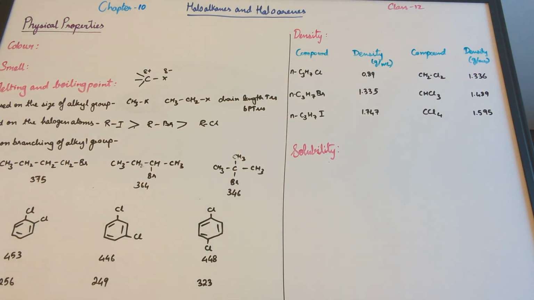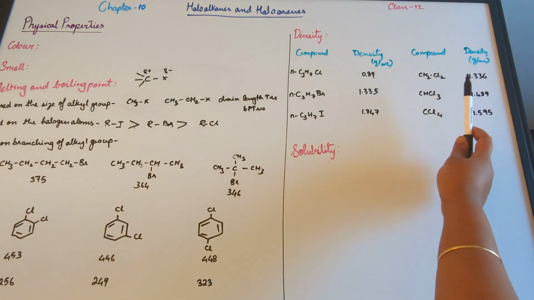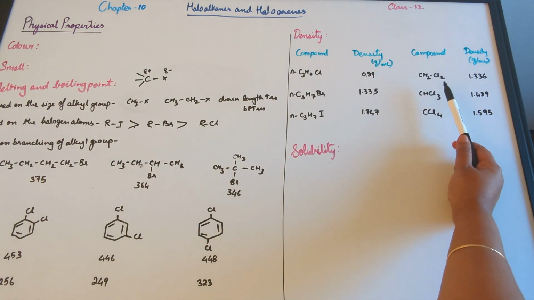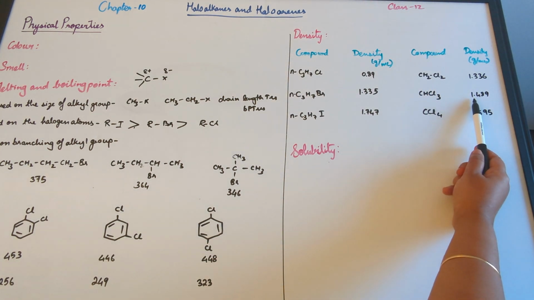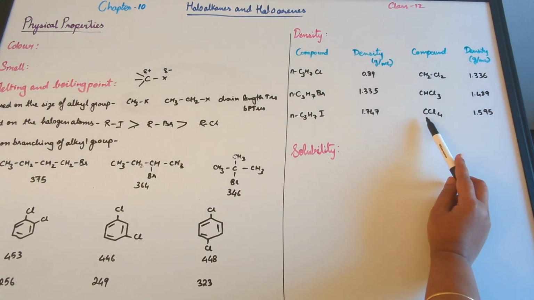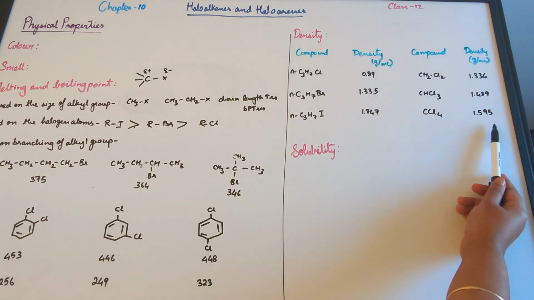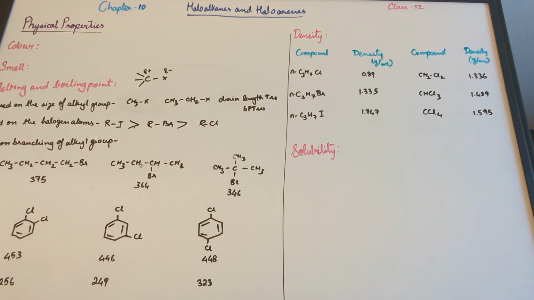The next one is that as the number of halogen atoms increases, there's also an increase in the density. If you notice over here, you have 1.336 for CH2Cl2, whereas for CHCl3 it's 1.489, and for CCl4, carbon tetrachloride, it is 1.595. CHCl3, I believe, is chloroform, which is also pretty dense. And this is dichloromethane, CH2Cl2. And to put things in perspective, the density of water is approximately 1.